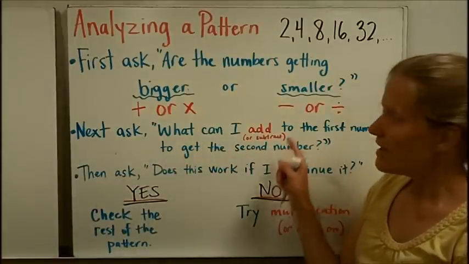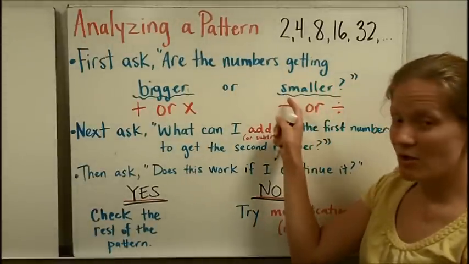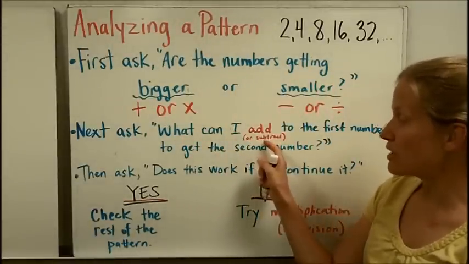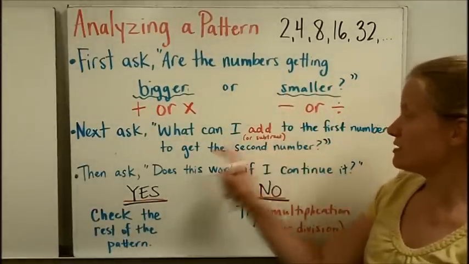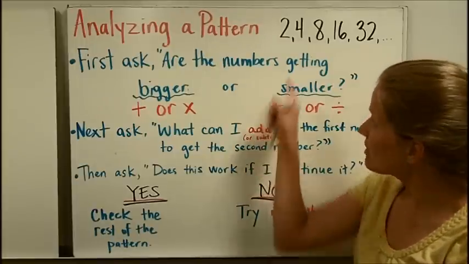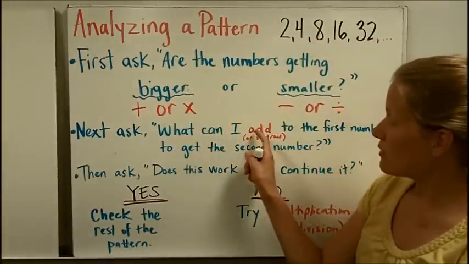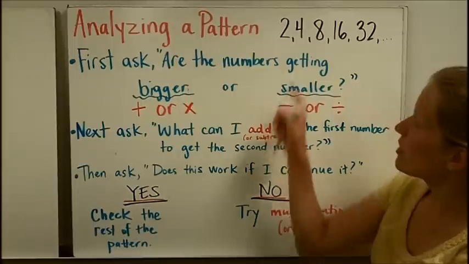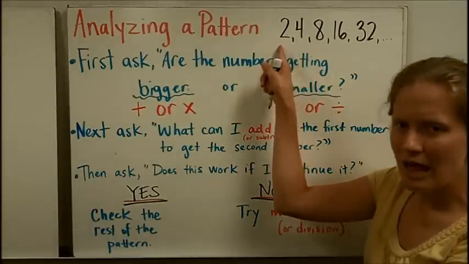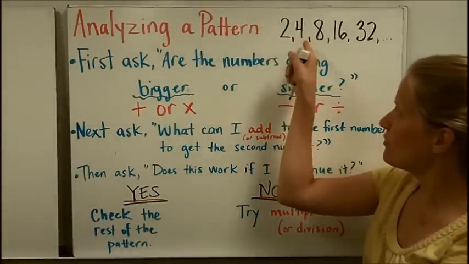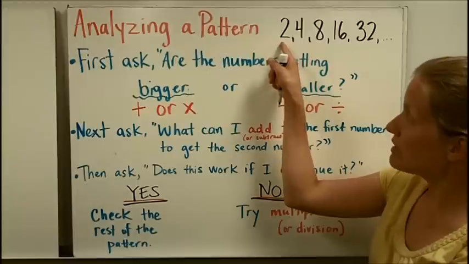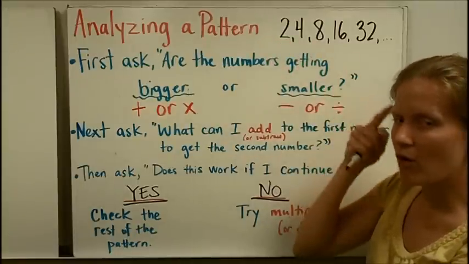Next, we're going to ask ourselves, what can I add to the first number to get the second number? If we had seen that the numbers were getting smaller, then we would have said, what could I subtract from the first number to get the second number? But since our numbers are getting bigger, we're going to go with what can I add to get the second number. So I'm going to ask myself, what can I add to 2 to get 4? Well, I could say 2 plus 2 is 4. I'm going to hold that in my brain.